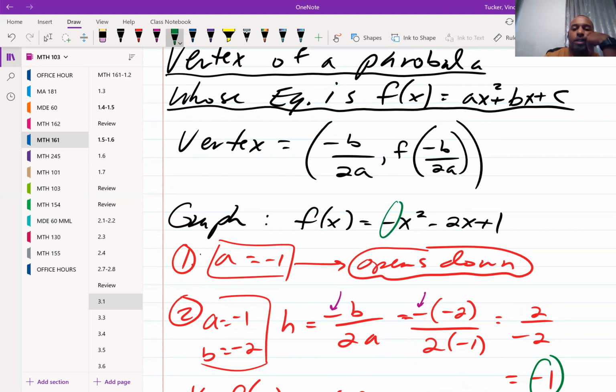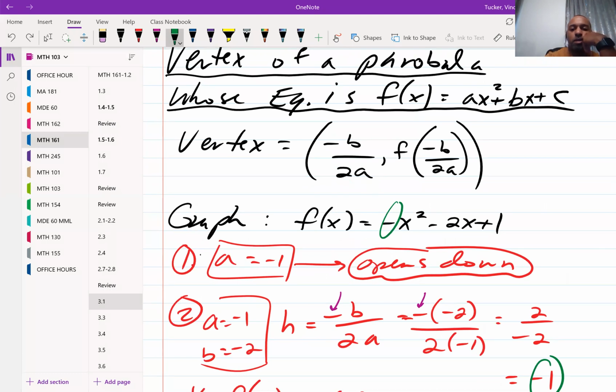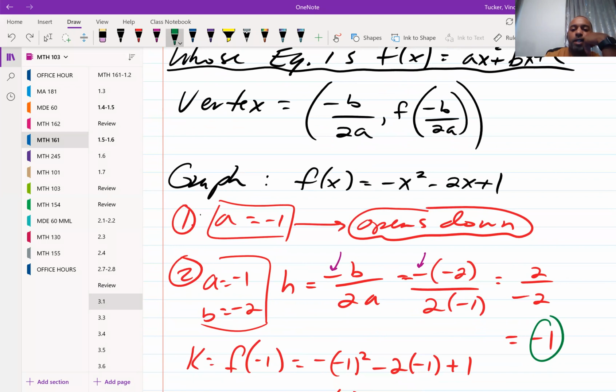So here, a is negative 1, b is negative 2. So plug it in. That's negative of negative 2 over 2 times negative 1. Then 2 over negative 2 simplifies to negative 1. So that's going to be h for us.